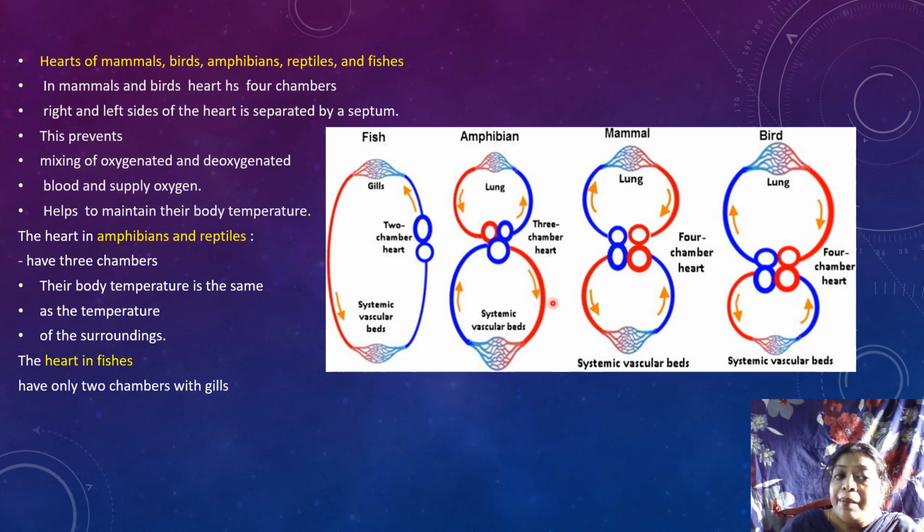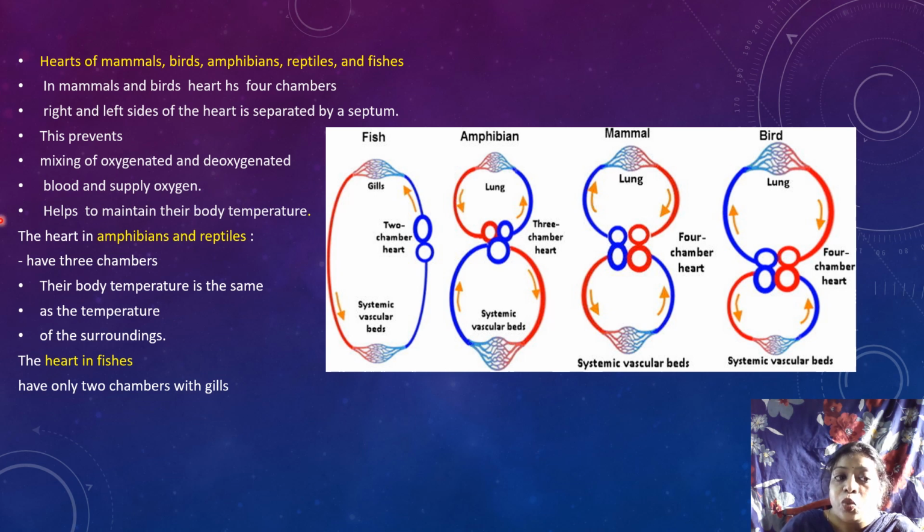The body temperature will be the same as the temperature of the surroundings. That is, when the temperature is hot, the body will be hot. When the temperature is cold, the body will be cold. According to the temperature, it can fluctuate. Their body temperature is the same as that of the surroundings of the environment.